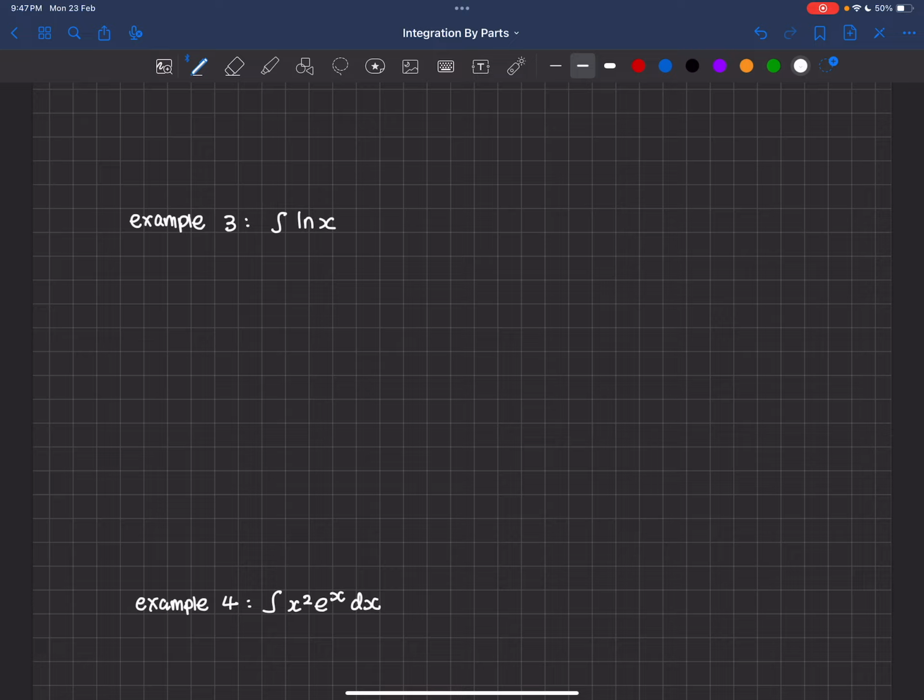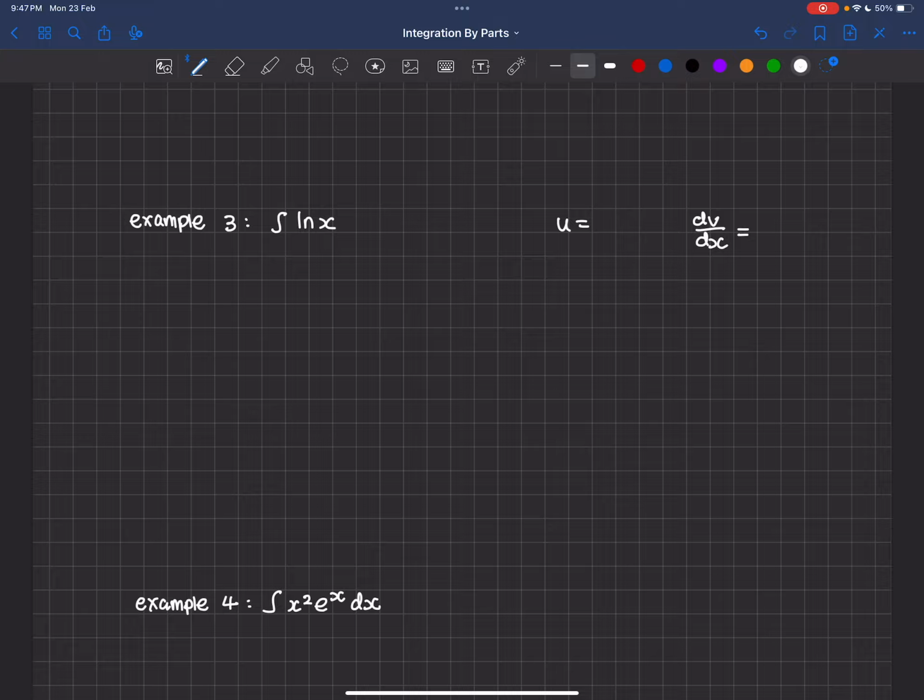ln x. So by parts, right? So what do we do? In the exam, they won't tell you it's by parts, but every time you see ln x, you can do it by parts. So what's our u? And what's our dv over dx?